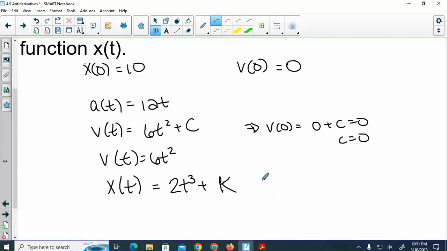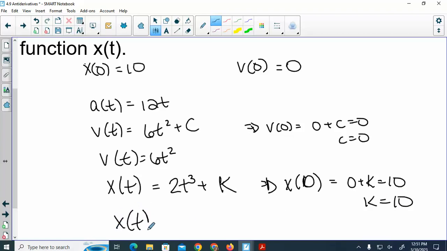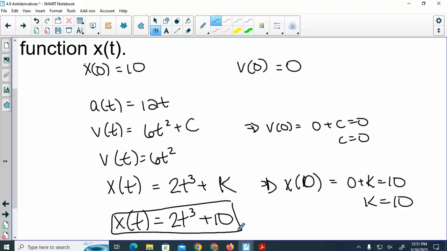And I know that at time 0, this equals 10. So my K value is 10. So position is 2t cubed plus 10. Alright. Any questions there?